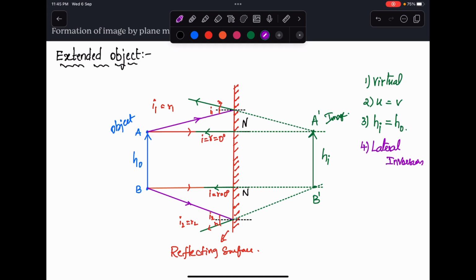So these are the four important characteristics of image formed by a plane mirror.